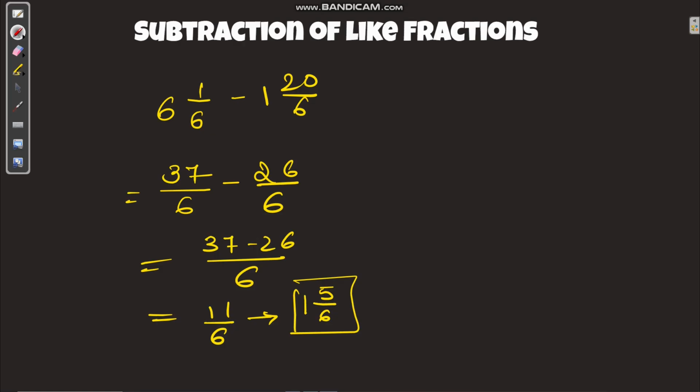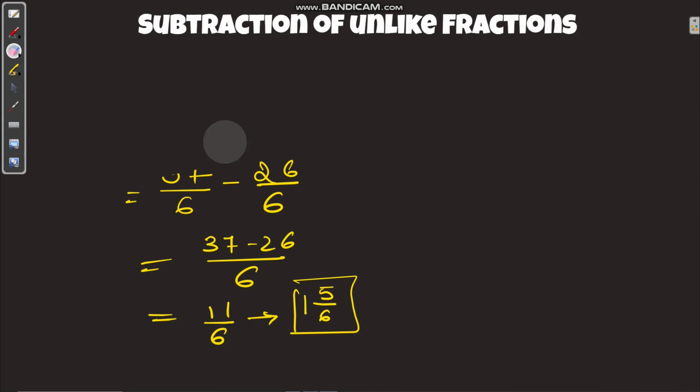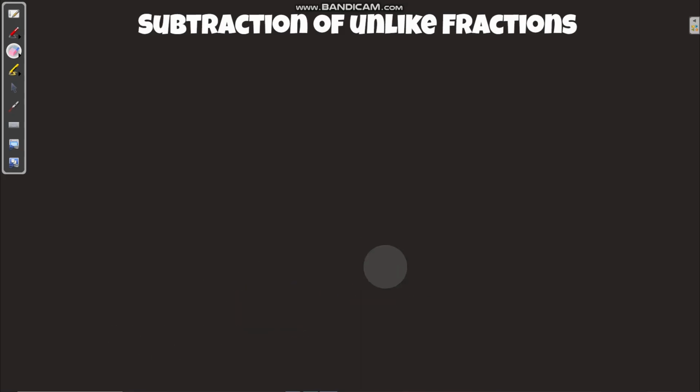Now let's find how to subtract unlike fractions. This was like fractions, so we directly subtracted the numerators, but what if they are unlike fractions? The method remains the same as in the case of addition. Let's take one example and explain it to you all. A simple example, 7 upon 15 minus 9 upon 20. Now I cannot directly subtract 7 minus 9 because they are not like fractions.